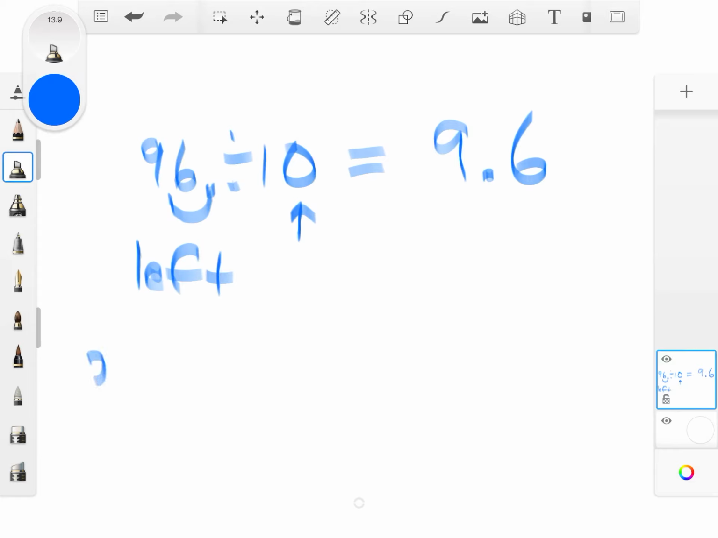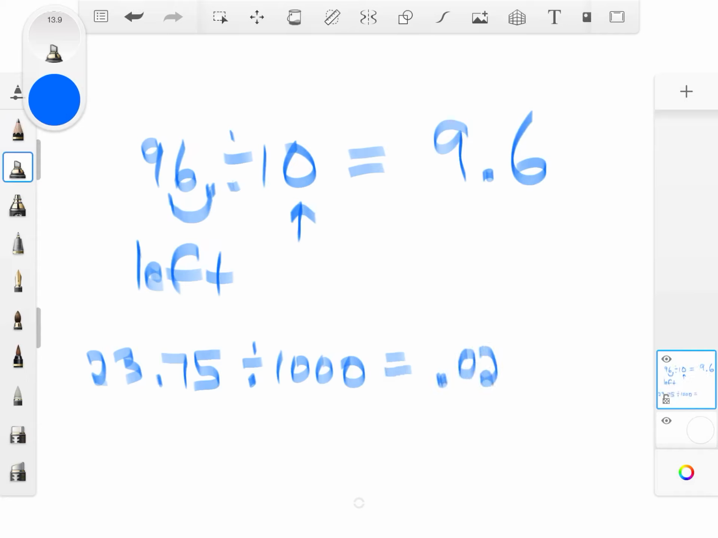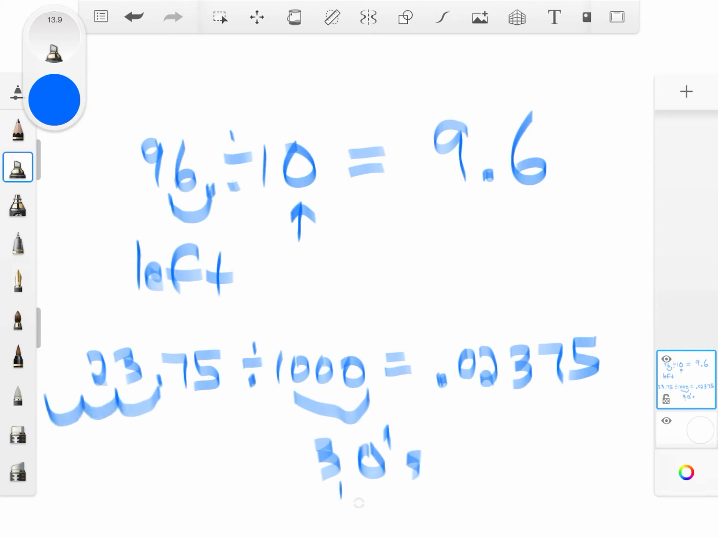And if you have 23.75 divided by 1,000, you would use your calculator and you can get 0.02375. Or you can say to yourself, oh, 3 zeros. I move it over 3 decimal places to the left.